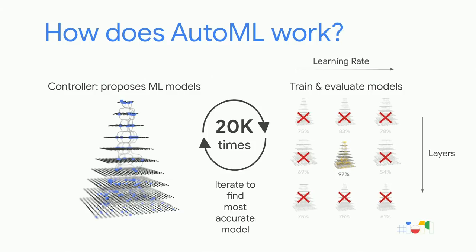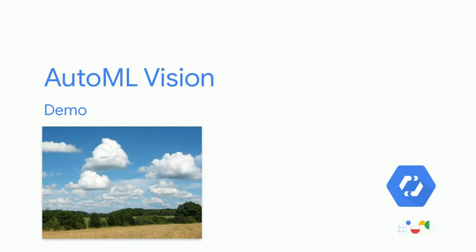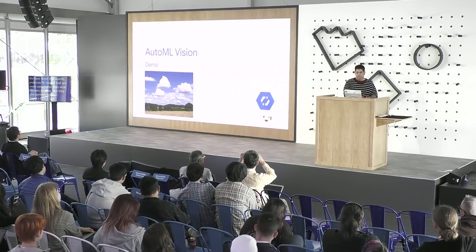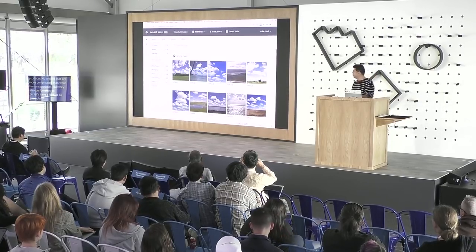Based on our data, what we found is that AutoML produces ML models that are more complicated than what humans produce. But they also perform better. So let's have a look at an example of AutoML Vision. If we can just switch to the machine. Thank you. So here is the console for AutoML Vision.